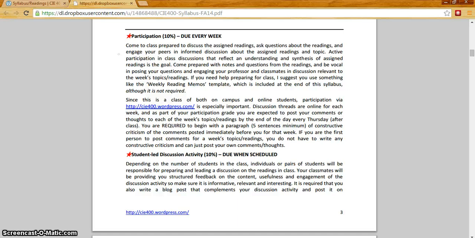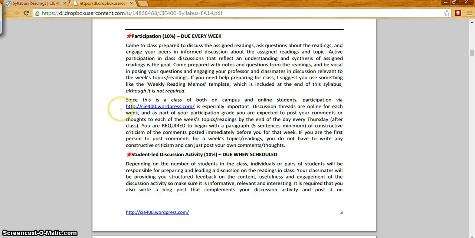If you need help preparing for class, I suggest you use something like the weekly reading memos template, which I put at the end of this syllabus, although it is not required, and so I'm not going to talk about it right now, but you can take a look at it at the end of the syllabus. If you think that's something that would help you as you're reviewing the readings and preparing for class, then use it. If not, do your own thing.